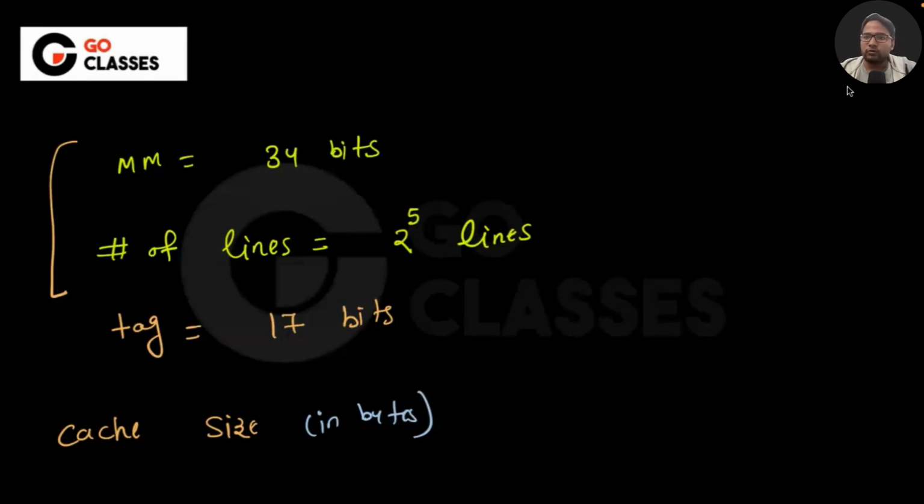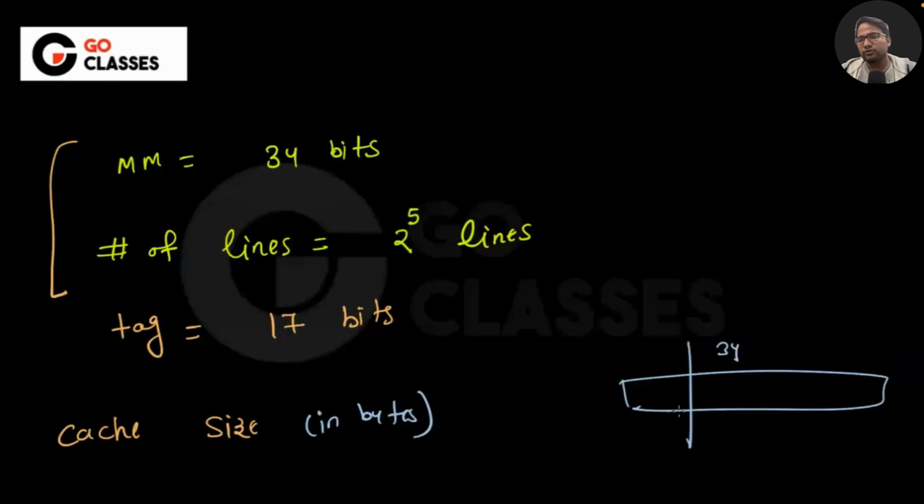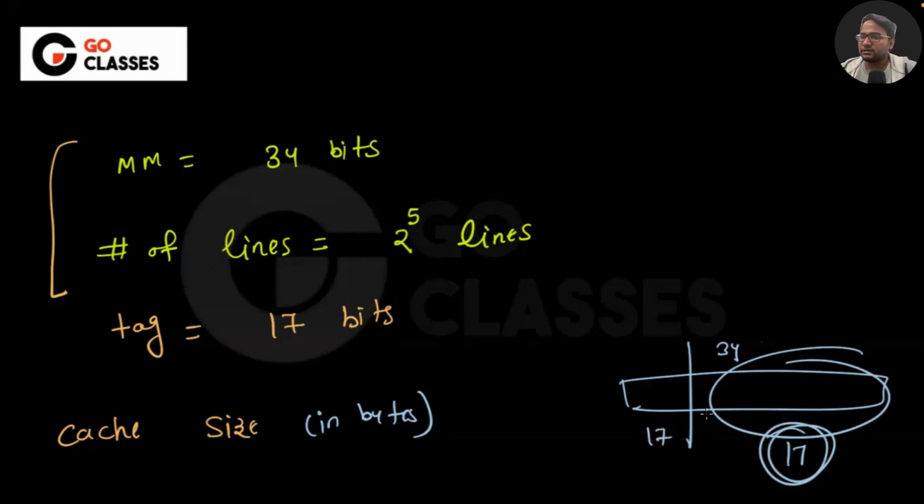See, do you have to do so much calculation? This is 34. This is given as 17, right? It means remaining is 17 only, right? Remaining is 17. So this is the cache size, right? This is the cache size. So what is the answer here? 2 power 17 bytes. Okay.